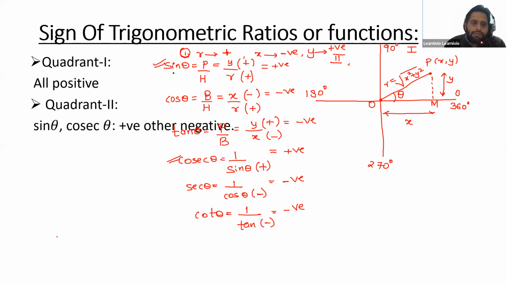Note down this: sine and cosec positive. Other ratios are negative. You can note down this complete one and confirm me, then we will check for the third quadrant.